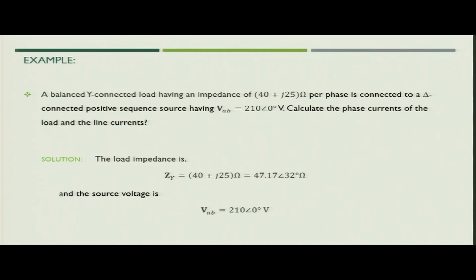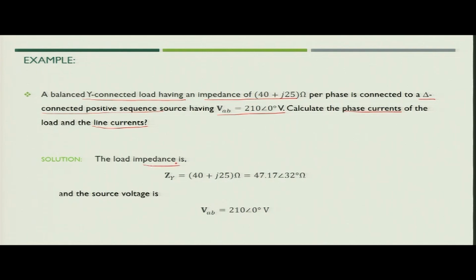Now, let us take one example. Suppose a balanced star connected load having an impedance of 40 plus j25 ohm per phase is connected to a delta connected positive sequence source having VAB equal to 210 angle 0 degree. We need to calculate the phase currents and line current.